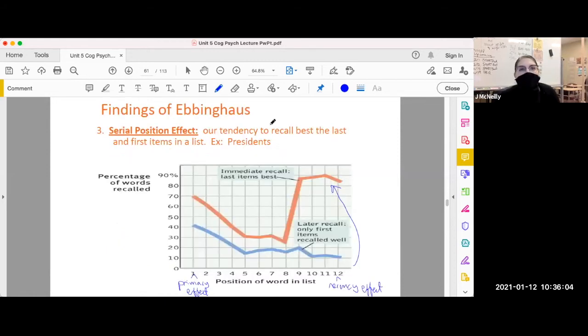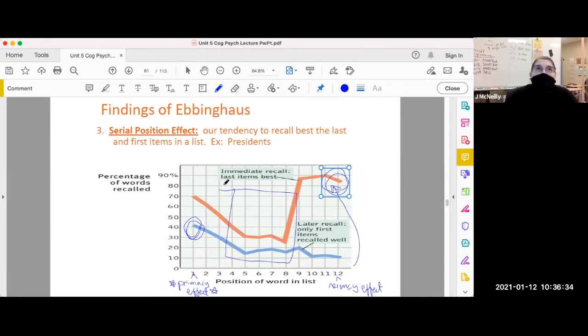All right. We've already talked about the serial position effect, when we talked about how the first items in the list and the last items in the list get remembered better than the others. This is called the primacy effect. The primacy effect is when you remember the first items. And then the recency effect is when you remember the most recent items. The middle has not a lot of retention.